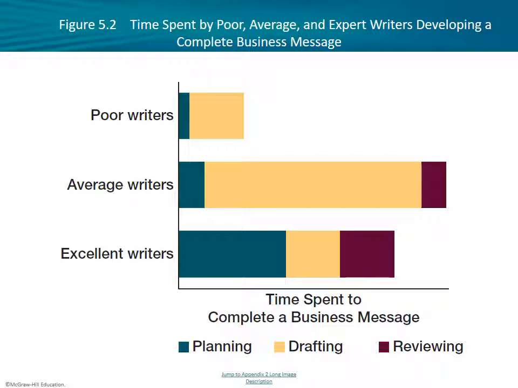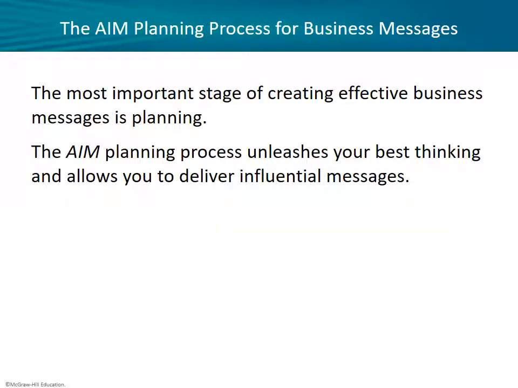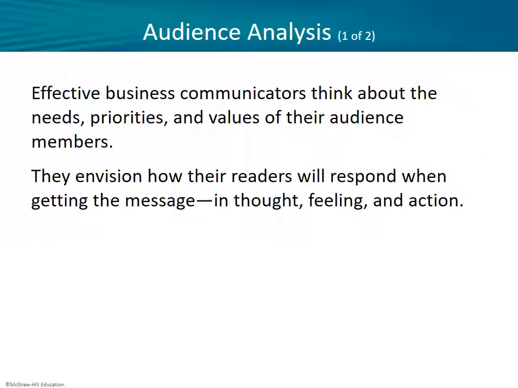Expert business writers not only produce more effective written communications, but also do so more quickly than average writers. Their secret is to devote a much higher percentage of their time to the planning and reviewing stages. So start now. The most important stage of creating effective business messages is planning. Throughout the remainder of the book, we will refer to the three-component AIM planning process for developing influential messages. It focuses on three areas: audience analysis, information gathering, and message development.